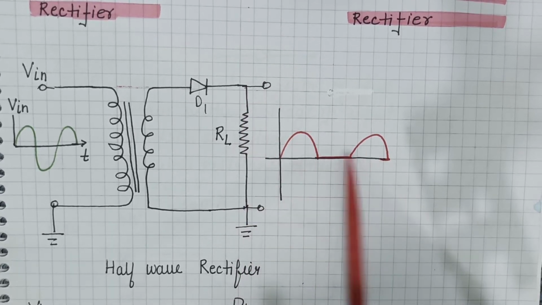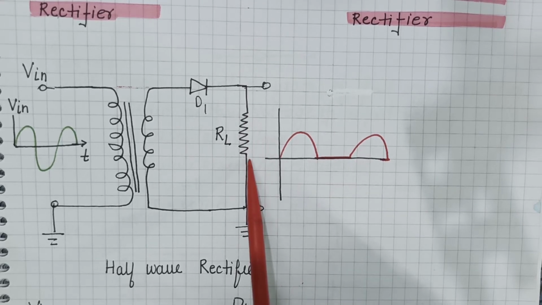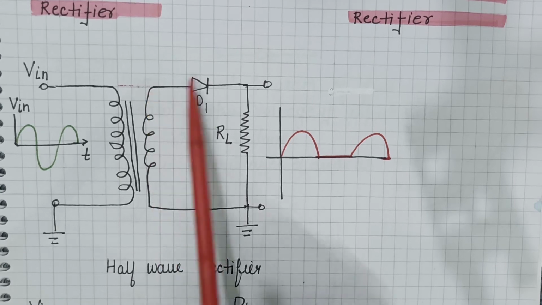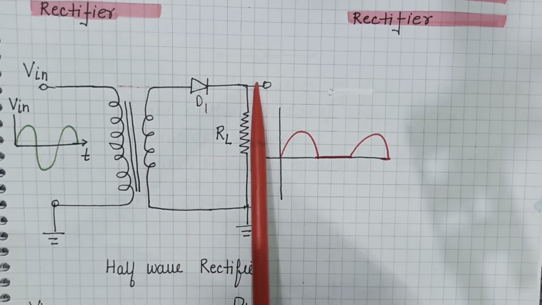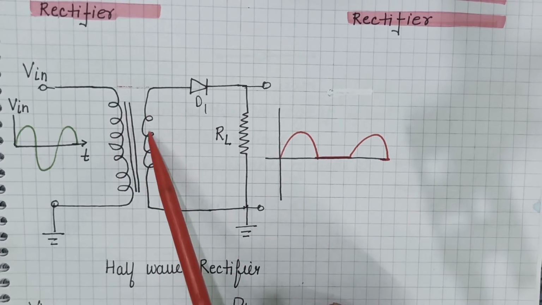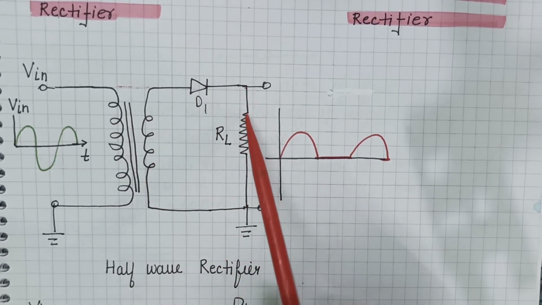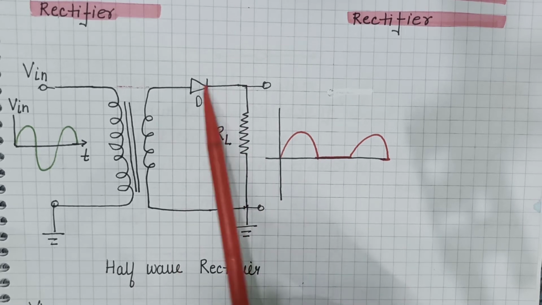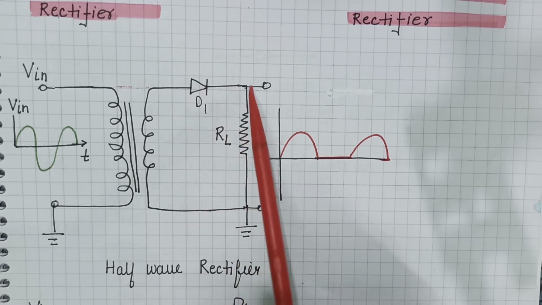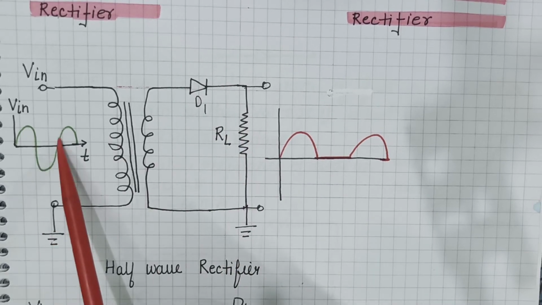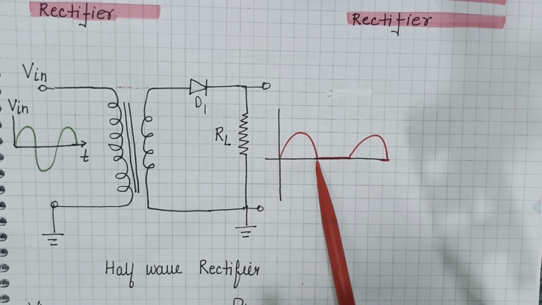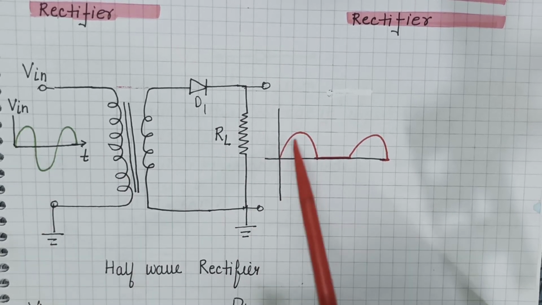So output will appear across this resistance. In positive half cycle, the P side will be positive and the N side will be negative. So it will be forward biased, and you will have current flowing in the secondary and through the secondary in this load resistance. The diode will act as a simple conducting wire and will allow the current to flow through this. So whatever variation is taking place in input, the same variation will appear here across the load resistance, and you will get the positive half cycle of input in the output.